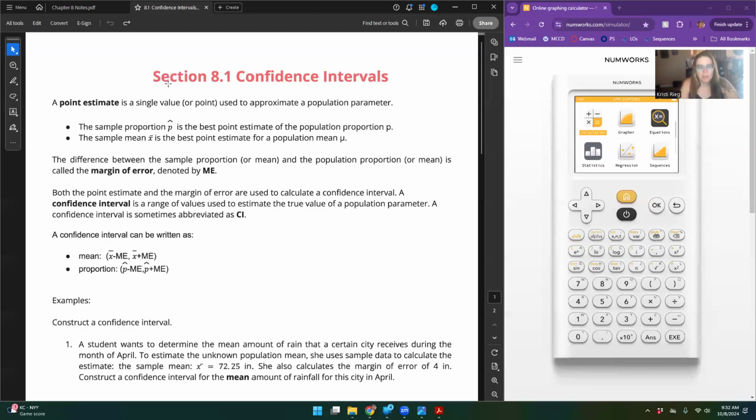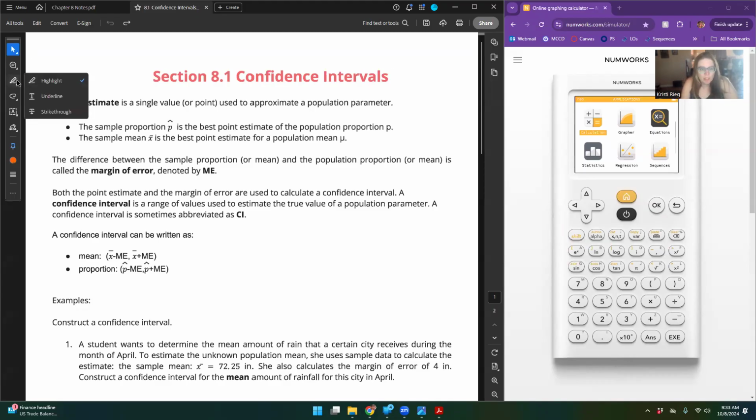Okay, so here we have section 8.1, confidence intervals, and it says a point estimate is a single value or a point used to approximate the population parameter. So the population parameter, that's the word all the way from chapter 1. Parameter is a number used to describe the population. So we're trying to narrow that down to a single number, or single point. And we're going to do that two different ways.